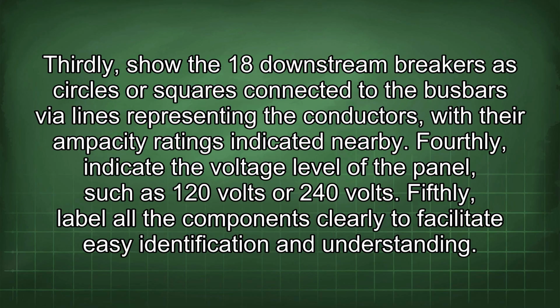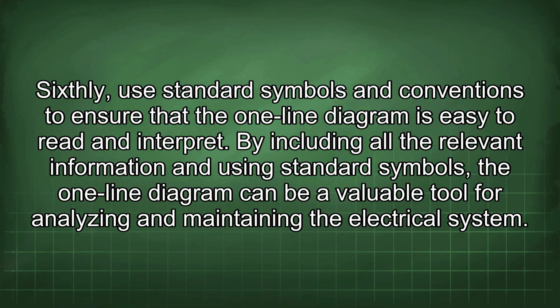Fifthly, label all the components clearly to facilitate easy identification and understanding. Sixthly, use standard symbols and conventions to ensure that the one-line diagram is easy to read and interpret. By including all the relevant information and using standard symbols, the one-line diagram can be a valuable tool for analyzing and maintaining the electrical system.